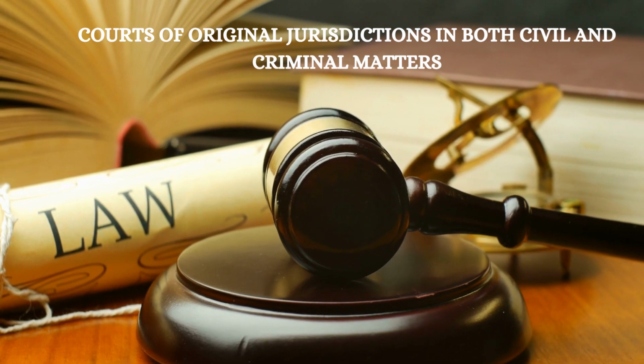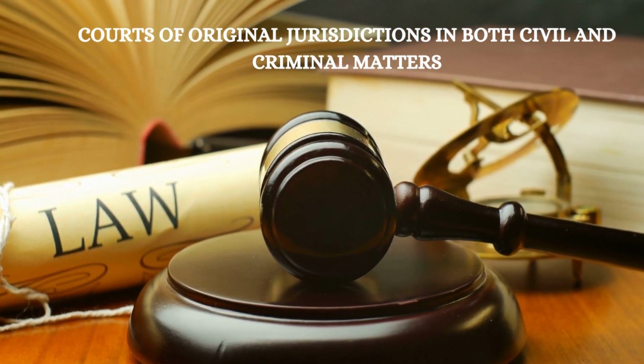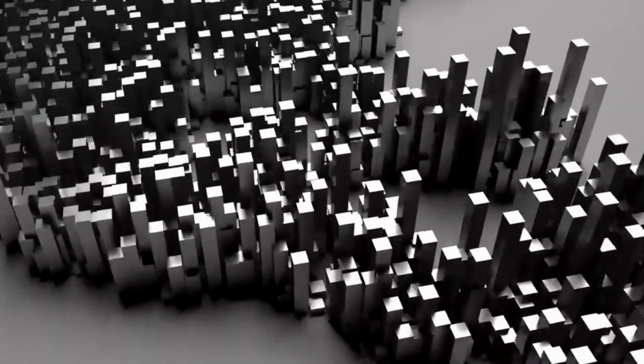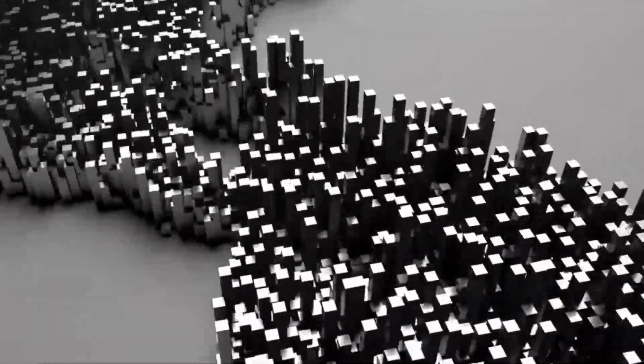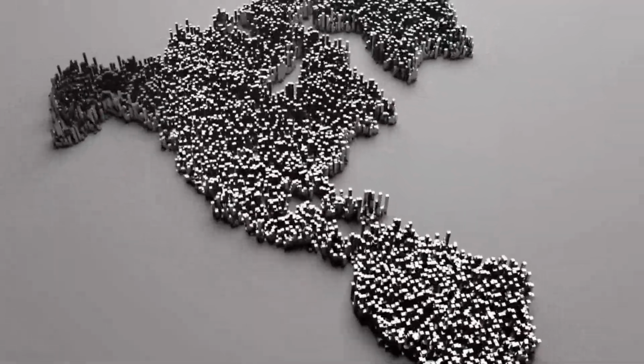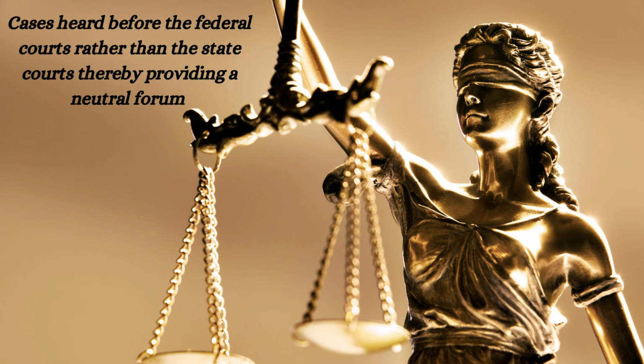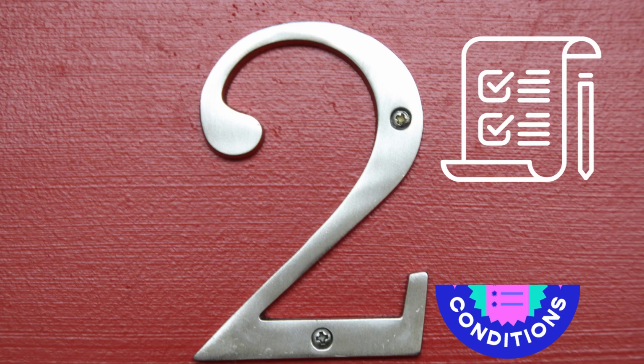These courts also uphold the principle of diversity jurisdiction in the US. Diversity jurisdiction allows cases from individuals in different states or different nationalities or countries to be heard before the federal courts rather than the state courts, thereby providing a neutral forum to parties from different states or nationalities. However, there are two conditions that have to be met for diversity jurisdiction in civil matters.